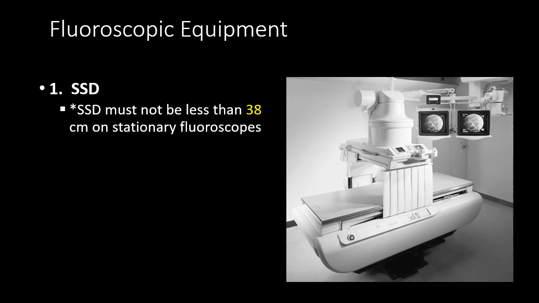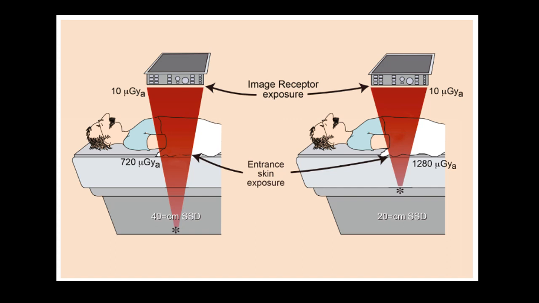Fluoroscopic equipment. The SSD for stationary fluoroscopic equipment must not be less than 38 centimeters, which is 15 inches. And that is the distance between the X-ray tube, which is beneath the table, and the tabletop. And this just shows the entrance skin exposure at 40 centimeters SSD compared with 20 centimeters SSD, and look how much larger the entrance skin exposure is. So we can save a lot of dose by increasing the SSD.